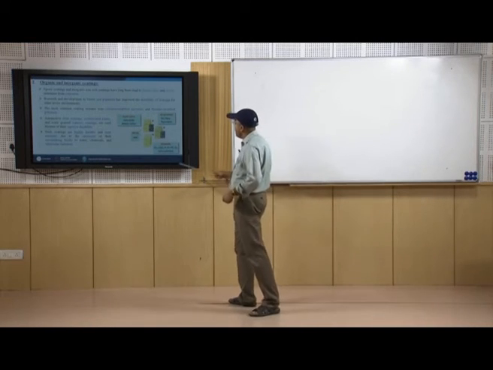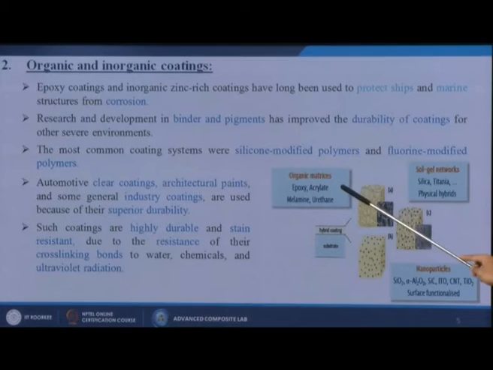So, here is an example. For organic matrices, generally we use certain kinds of epoxy materials, acrylic, melamine or urethane. Urethane is nothing but a kind of polymer or rubber that we generally use. When we talk about sol gel networks, we use silica, titania and some kind of physical hybrid materials. So, these are all examples of the substrate, and onto that we are doing the hybrid coating.